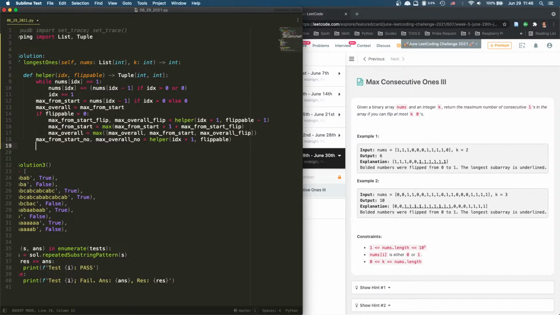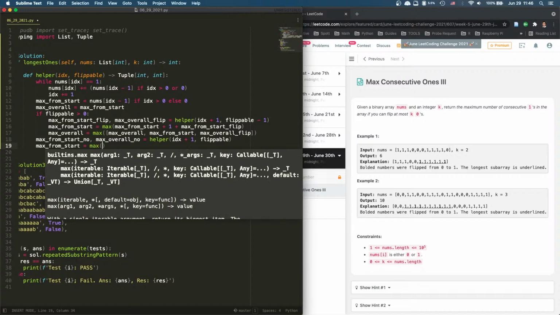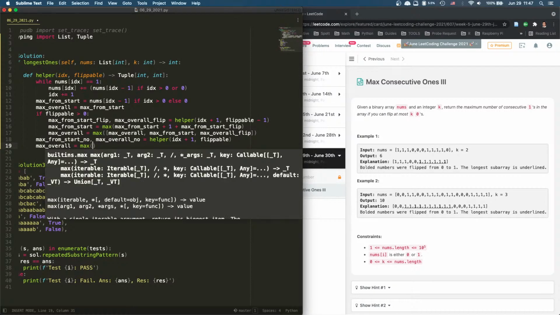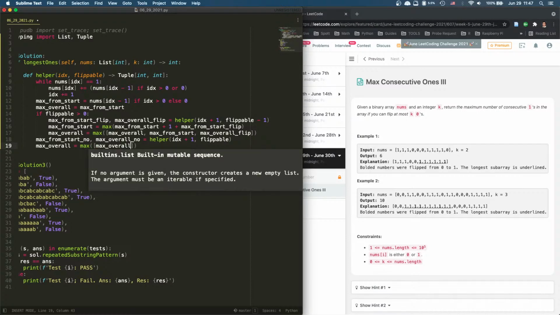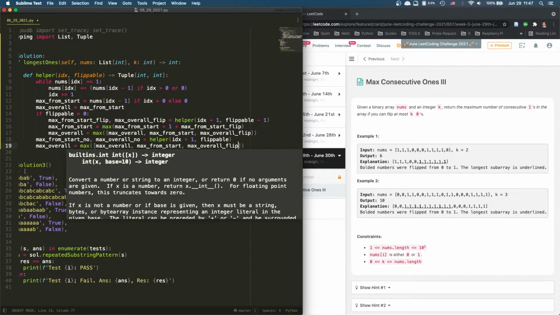If we don't flip, then max from start equal to max. Well, if I don't flip, then I am 0. So max from start does not change, right? Yeah, max from start does not change. But max overall, we can do max overall equals max. Of course, max overall and max from start and max overall flip.